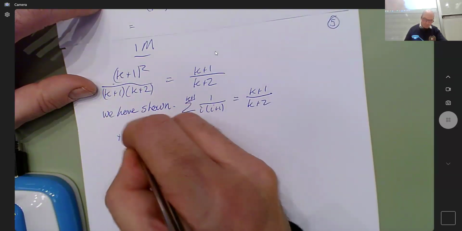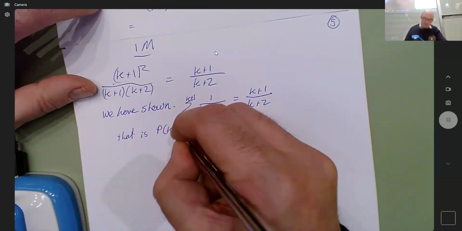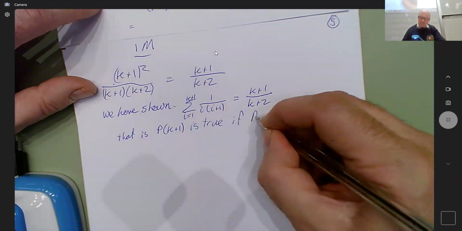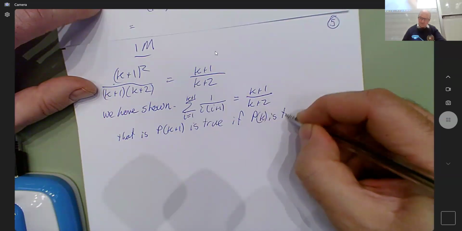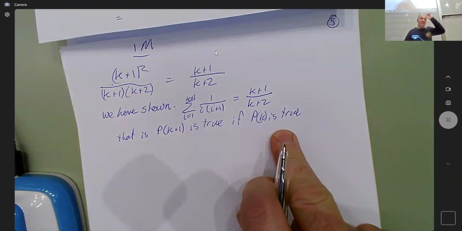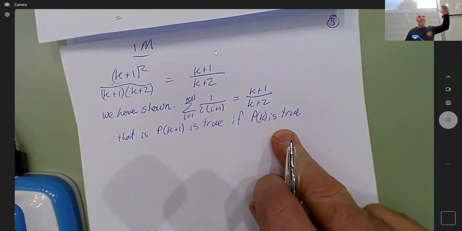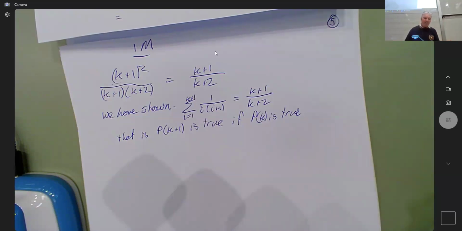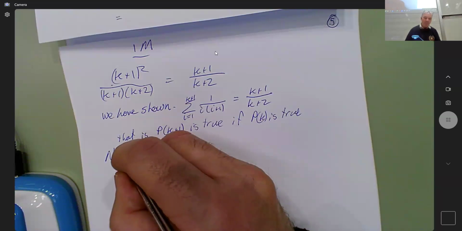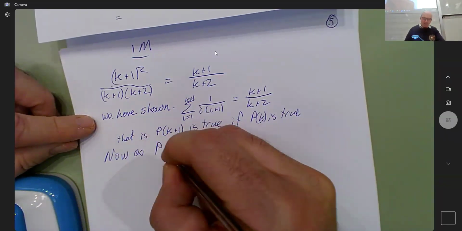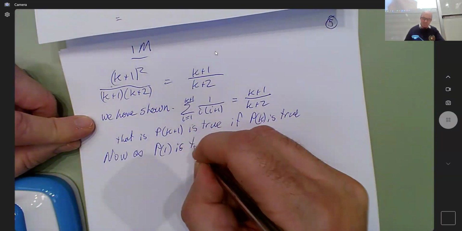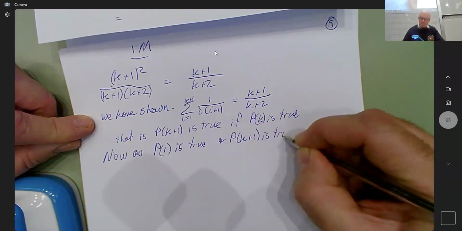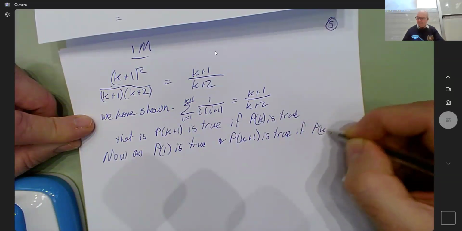So P of k plus 1 is true. We did make an assumption, so I have to say if Pk is true. I've shown the inductive hypothesis, right? I've shown that the next case follows. If I can find one place where it's true, then the next case must be true based on that fact. And so, as P1 is true, and P of k plus 1 is true if Pk is true.